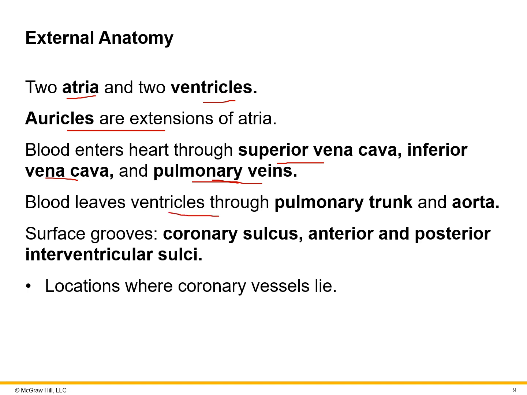Then the blood leaves the ventricles through the pulmonary trunk and then the aorta. And we have these surface grooves, namely the coronary sulcus, and the anterior and posterior interventricular sulci. So we talked about these indentations with the brain, but we have some grooves here in the heart as well that have names.